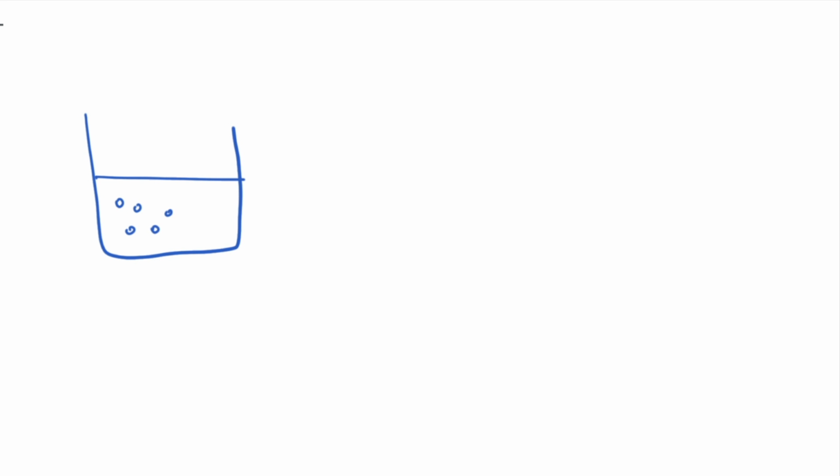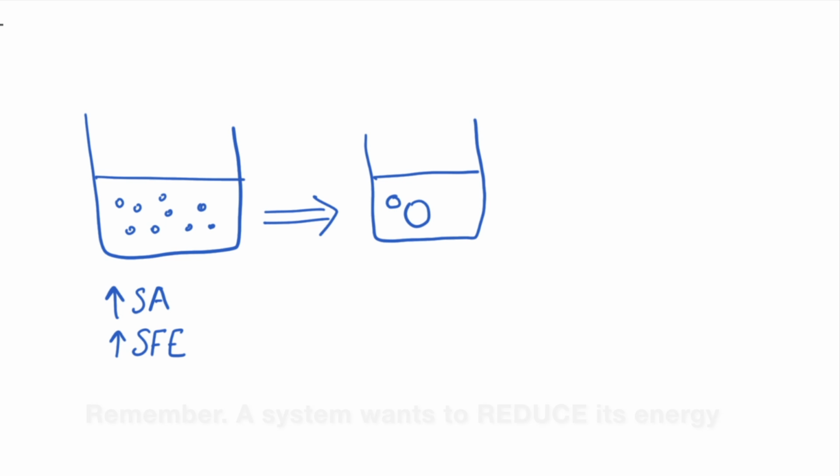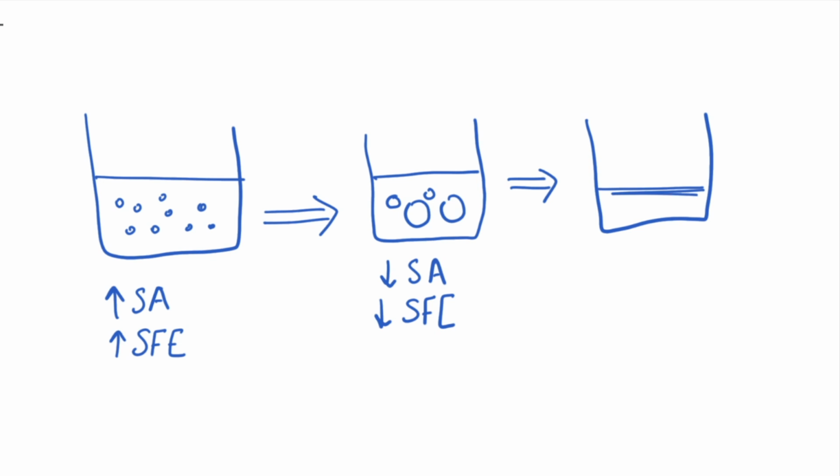So let's take this beaker, for example. These small particles want to reduce their energy. So they come closer and closer together, forming larger and larger particles. This helps reduce their surface area and their surface free energy. And if they become so clumped together, it eventually leads the system to physical instability. So if this was a bottle of paracetamol suspension, you can't shake the particles back.